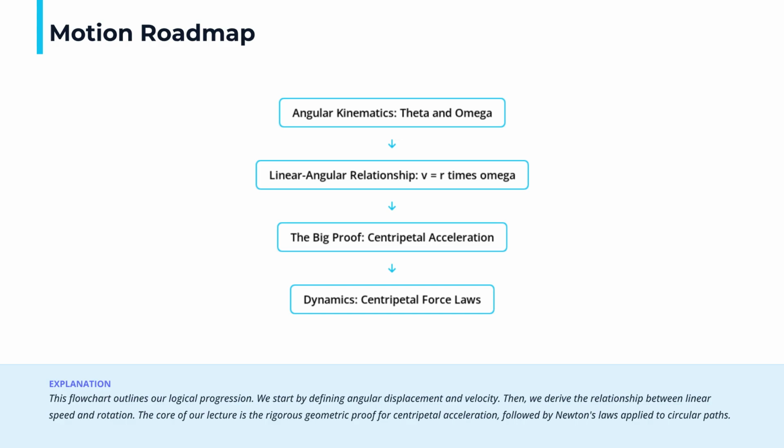This flowchart outlines our logical progression. We start by defining angular displacement and velocity, then derive the linear-angular relationship. The core is the rigorous geometric proof for centripetal acceleration, followed by Newton's laws applied to circular paths.